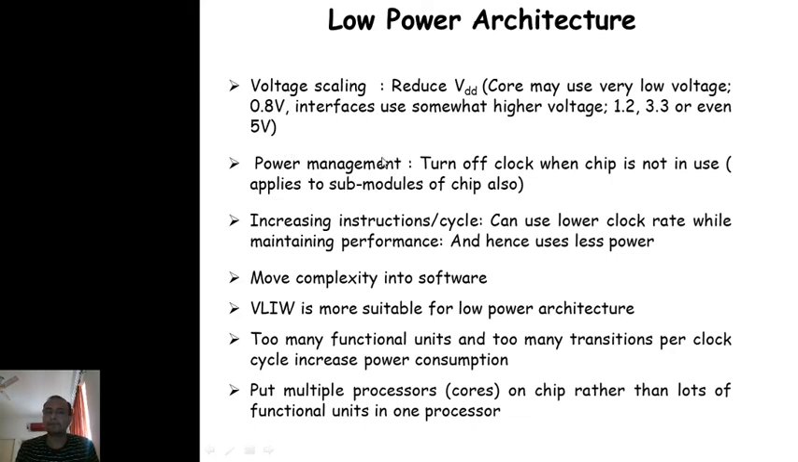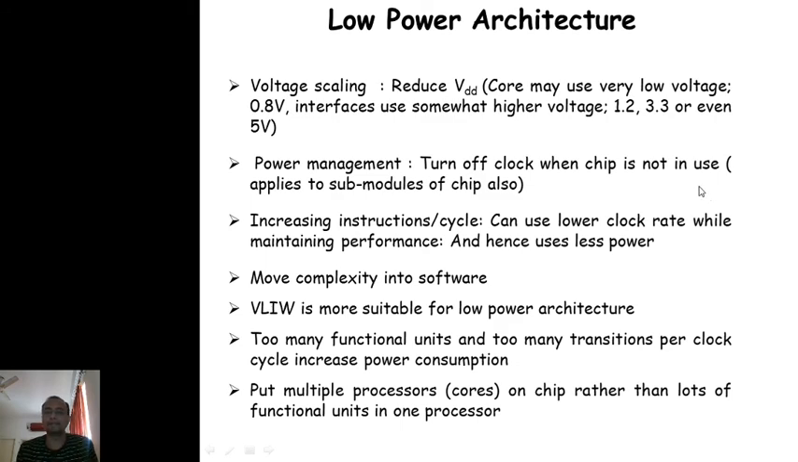The second way to achieve low power consumption is by power management. Now a DSP processor has so many core units and so many peripherals or interface units. Every time, all units are not in operation. So turn off the clock to the units which are right now not in operation. So we can say, turn off the clock when the chip is not in use. Part of the chip or even the whole chip is not in use, so turn off the clock.